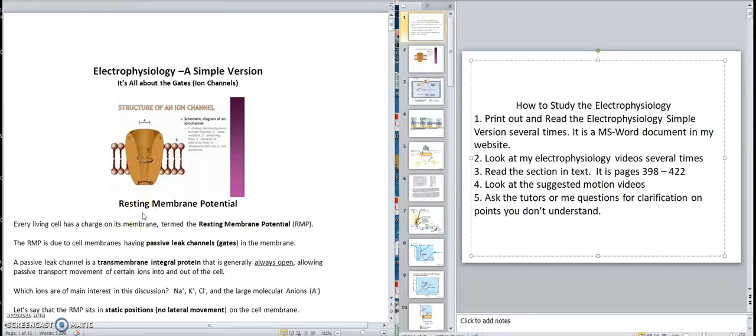Okay, class, we are now starting on a somewhat interesting but yet challenging area in A&P1. I would say that this is just as challenging as the chemistry chapter, which I'm sure most of you feel the same way, as far as chemistry being somewhat difficult. This particular topic is going to be electrophysiology.